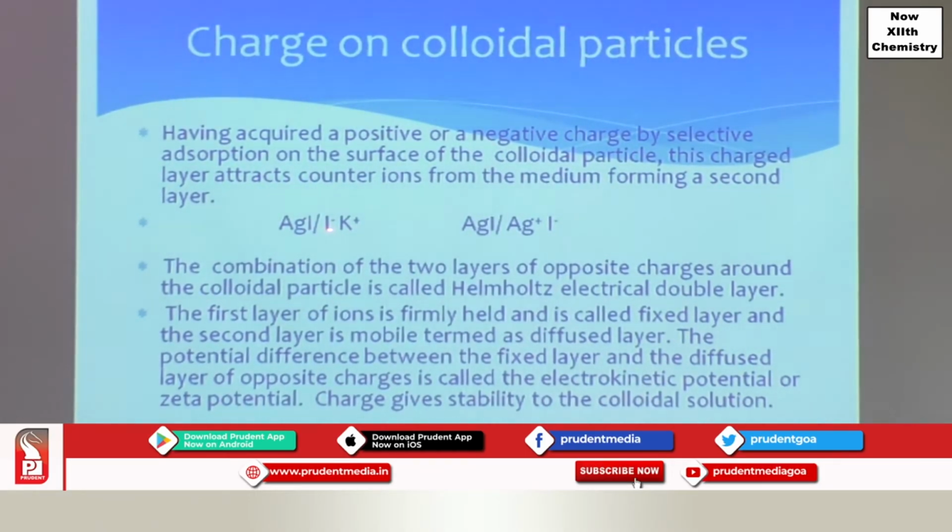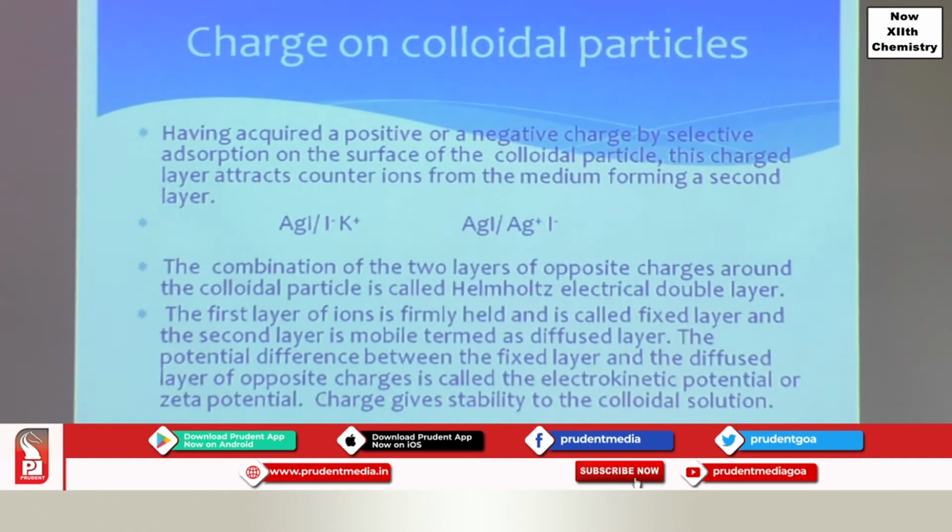Now, once it has acquired negative charge, this layer of iodide ions is going to attract the layer of counter ions, that is positive ion, on itself. So, now there is formation of two layers on the surface of the colloidal particles. Similarly, in the positively charged silver iodide sol, this is the first layer on the colloidal particle and this layer is going to attract its counter ion layer. So, like this there are two layers over one another on the silver iodide sol.